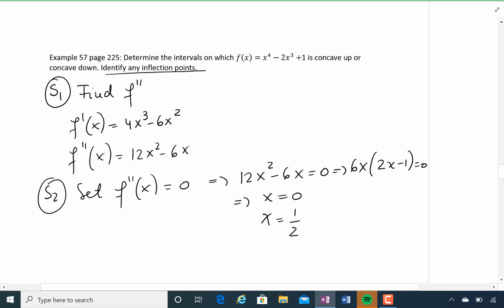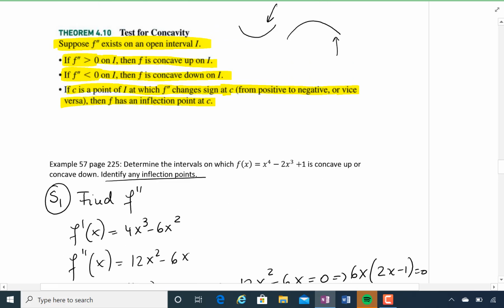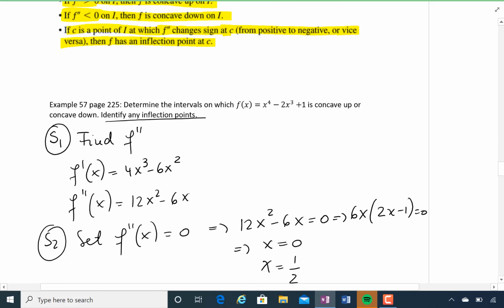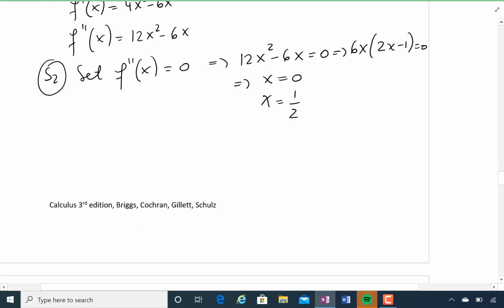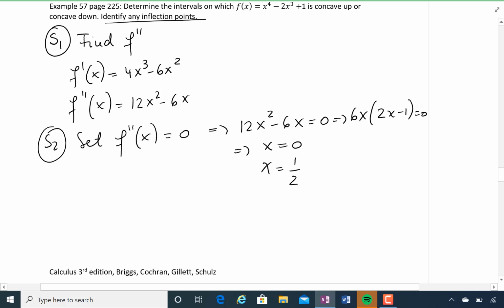So these are solutions of the second derivative. Now, we don't know exactly if they are inflection points, because a point is an inflection point if f double prime changes sign at x. So what we're going to do next is make that table that we usually did for the previous one, for maximum and minimum.